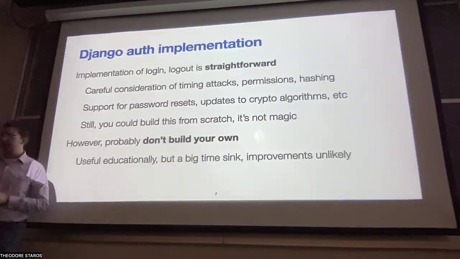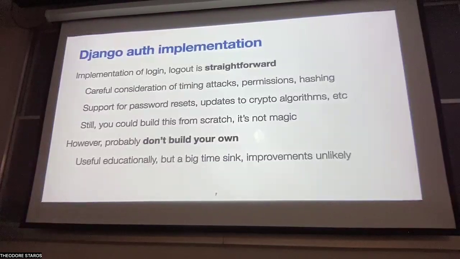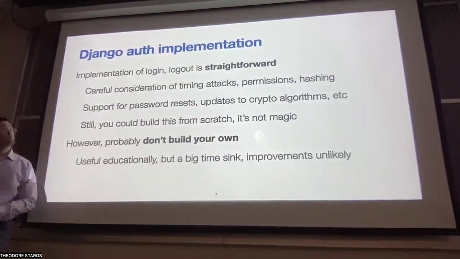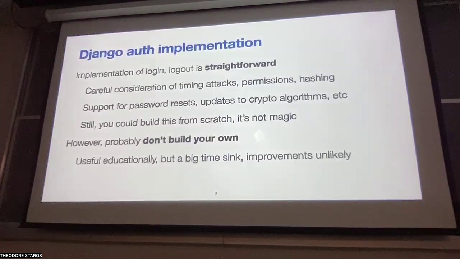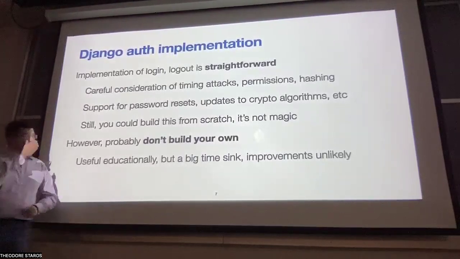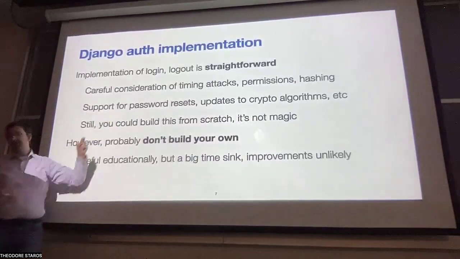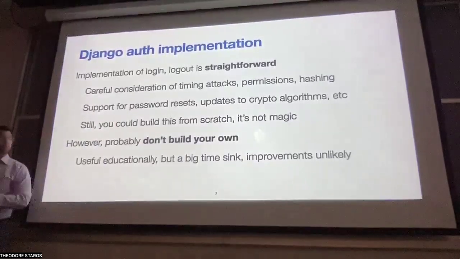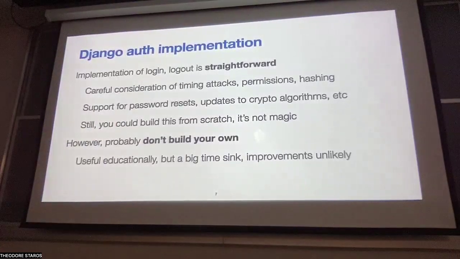So these are the login and logout functions, and they're pretty straightforward. The authenticate function is a little more complicated. It's got to consider things like timing attacks and hashing. There's also a bunch of support for things like password resets, or what if at some point down the line you want to update which hashing algorithm you use because of changes in what cryptography is considered safe. So there are some details in here, and I wouldn't recommend building your own.